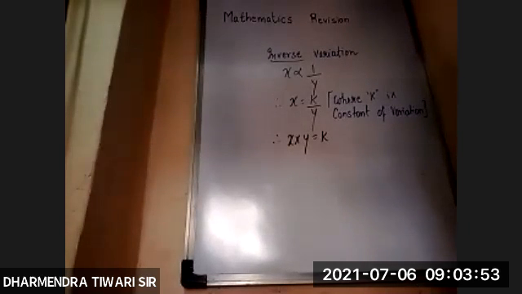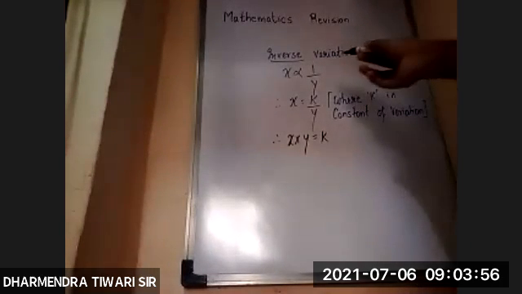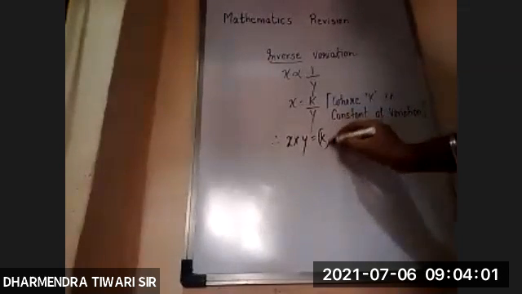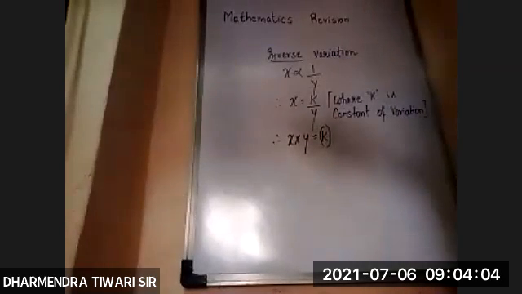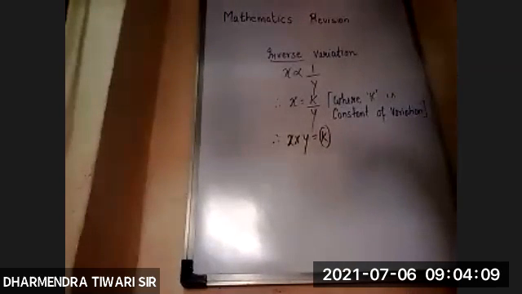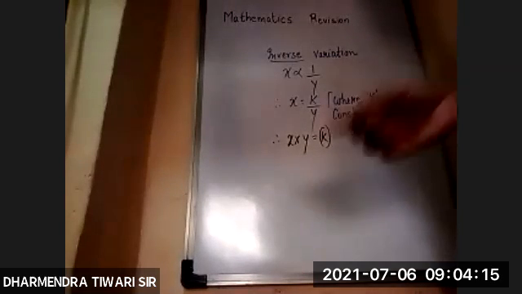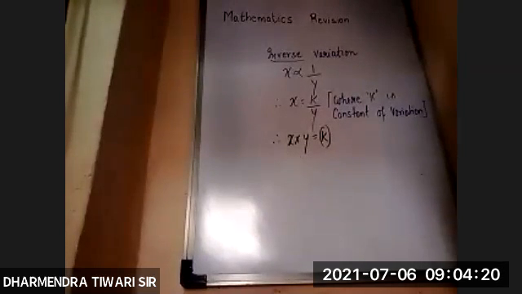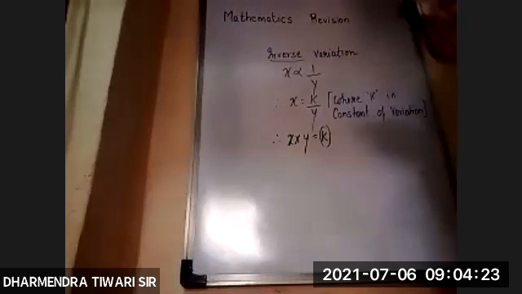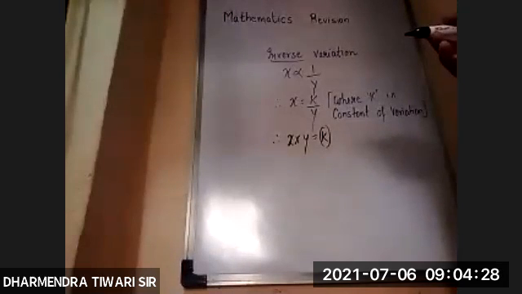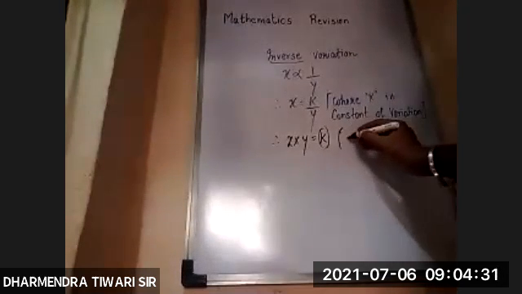So our observation is that in inverse variation, the product of the two quantities gives us a constant. In case of direct variation, the division of two quantities gives us a constant. So this is the relation between the constant and the variables. Hope you have understood this. Actually, this is called the equation form of a variation.